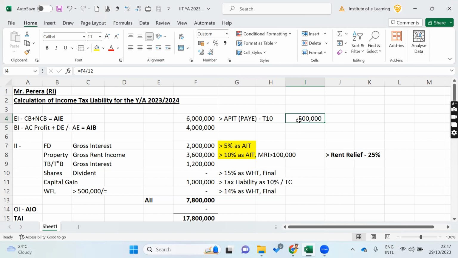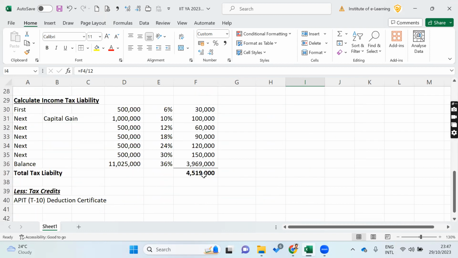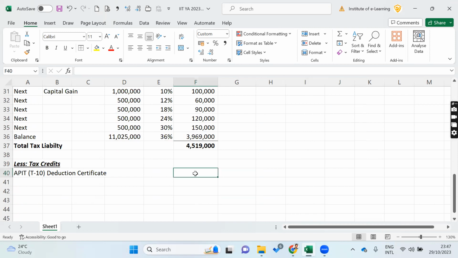Then anyway, if the company has already deducted this APIT, then you can claim that particular credit based on the T10 certificate. As an example, we'll say the company has deducted APIT of, for example, 1.5 million.